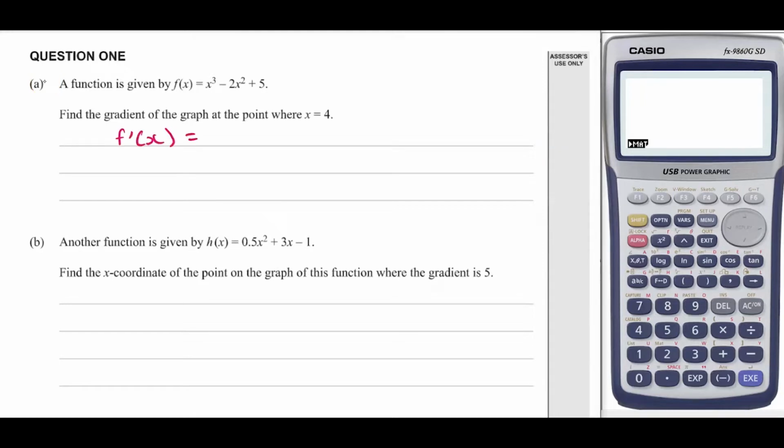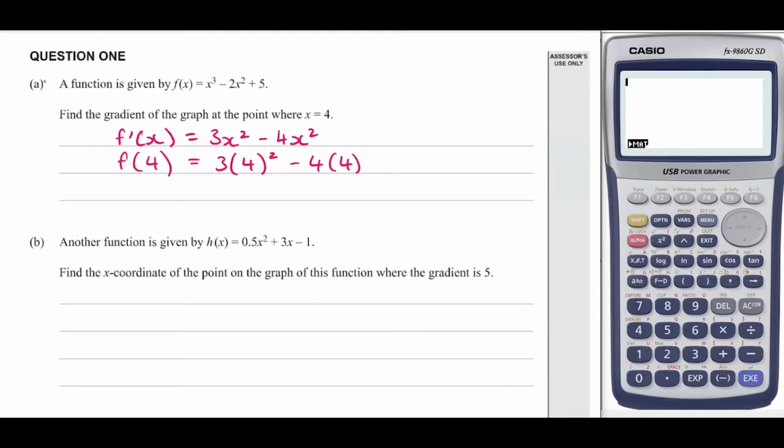Now if you're ever not sure what to do on a question on this paper, just differentiate the thing that you have been given. That is most likely the thing that they're asking you to do. So let's take that function and differentiate it like so. And we want the gradient when x is 4. Now a little tip, when you go to putting this into the calculator, make sure you use the brackets.